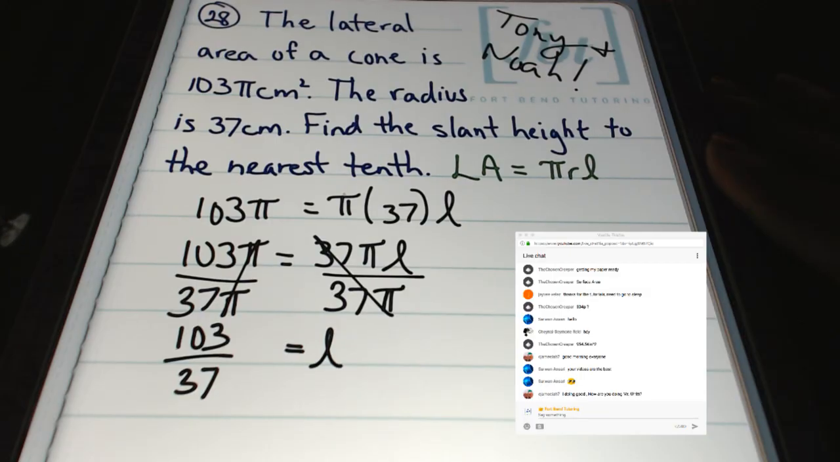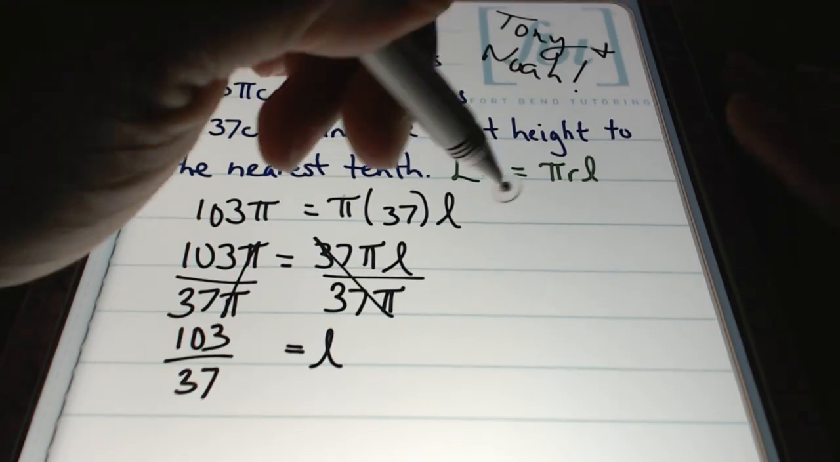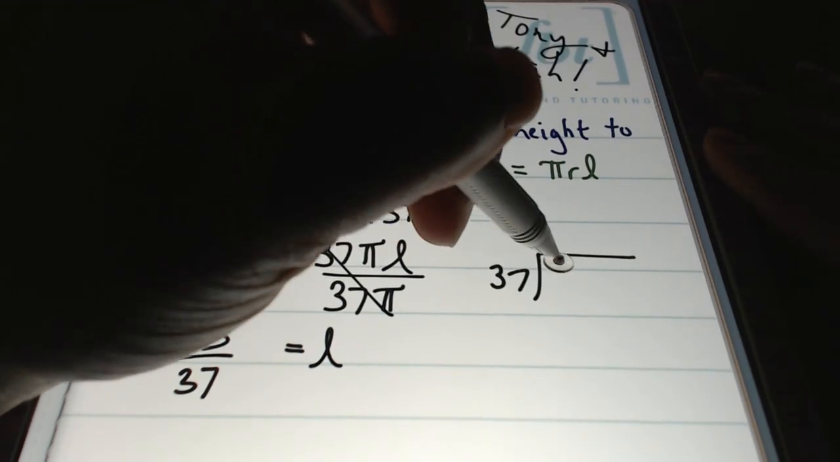However, notice that our directions say that we need to find the slant height rounded to the nearest tenths place. So let's go ahead and do our division here to figure out what that value is. So we have 37 going into 103.